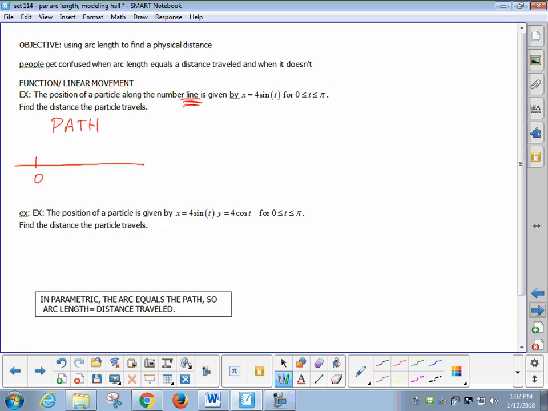Now, over the time frame, 4 cosine t would be positive up to pi over 2 and negative after pi over 2. And so the thing would move all the way out to 4 at time pi over 2, and then it would move back here at time equal pi. Really those should be on top of each other because it's all along the number line. That's the path. So just look at that and tell me the distance. 8. Okay, 4 there, 4 back. It's 8.